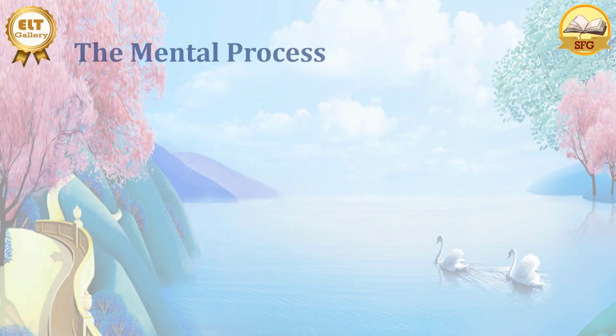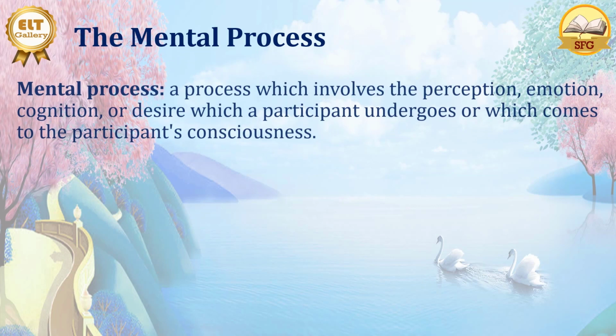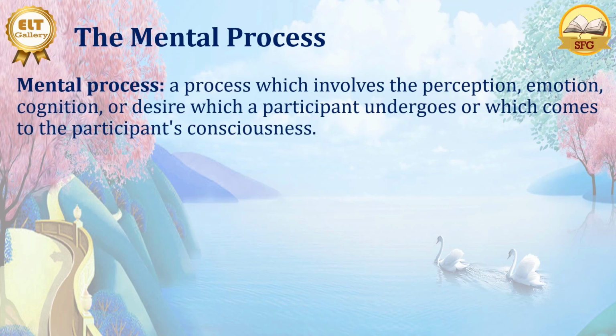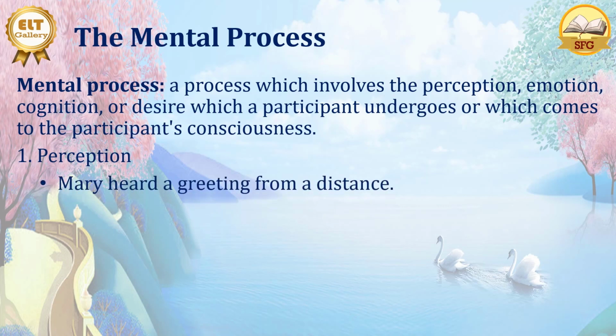Now let's continue with the mental process. A mental process is a process which involves perception, emotion, cognition, or desire, which a participant undergoes, or which comes to the participant's consciousness. So something which comes to the participant's consciousness. First we have the perception. Mary heard a greeting from a distance. So the greeting came to Mary. That comes to her perception. Fred saw the robbery. The robbery comes to Fred. So he saw the robbery.